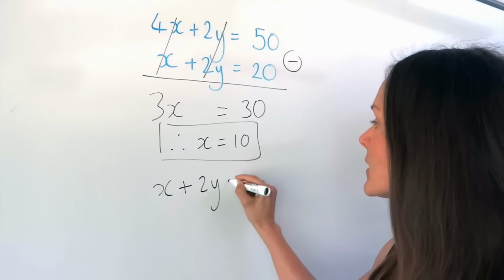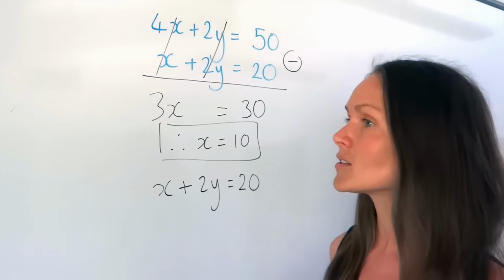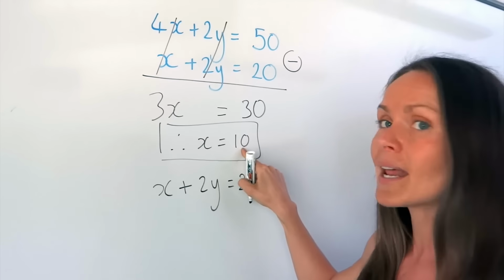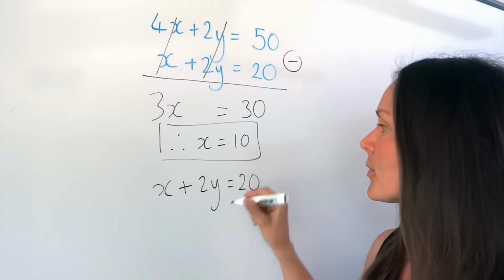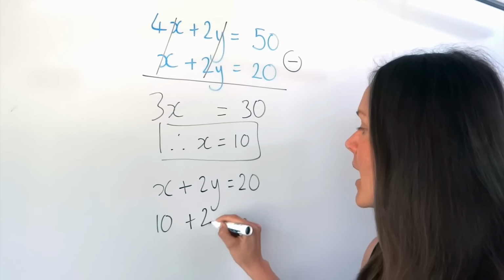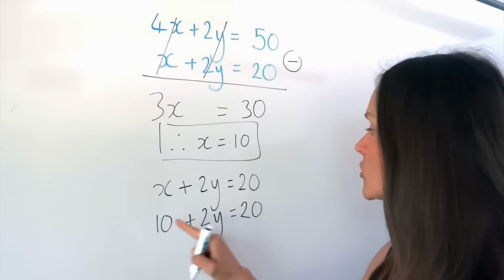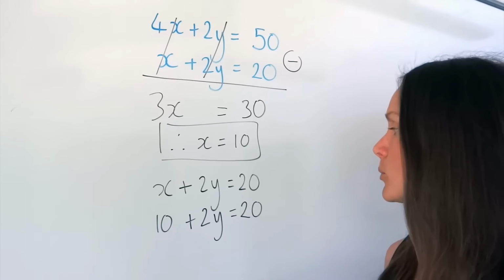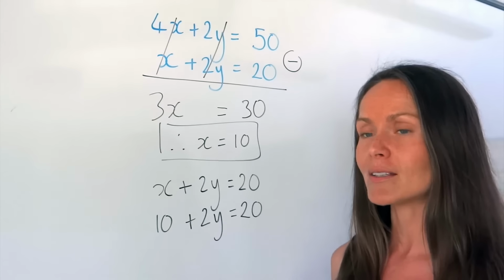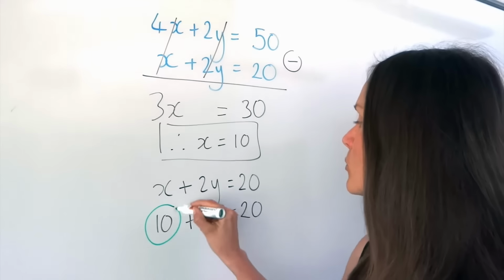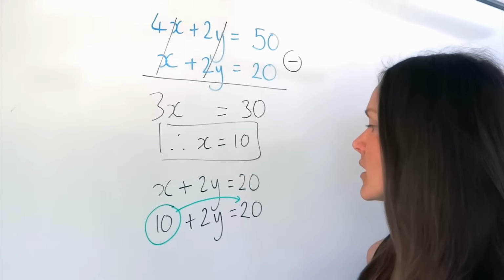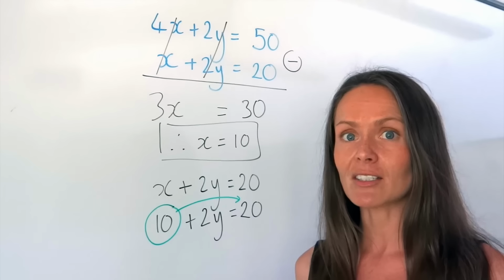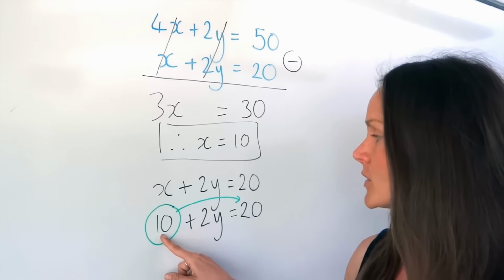So x plus 2y equals 20. Now you need to substitute in your value of x. So x is 10. So you're going to replace the letter x with the number 10. And now we have an equation that's just in y, so we can solve that equation to find y. So we need to move everything away from y until y is by itself. So we're going to move that number over to the other side. Remember, when that positive 10 moves across the equal sign, it changes sign. So that becomes negative 10.